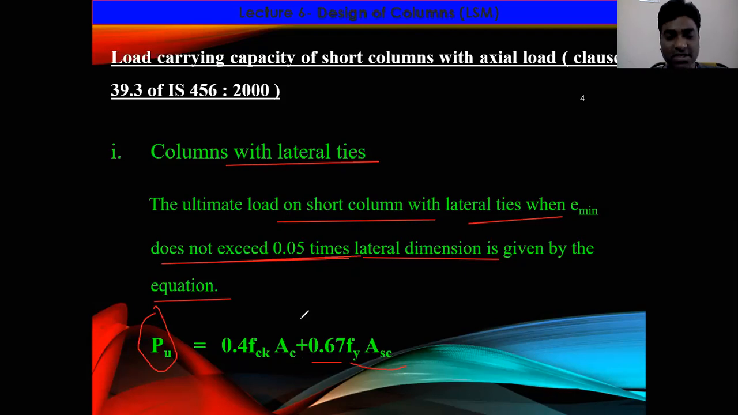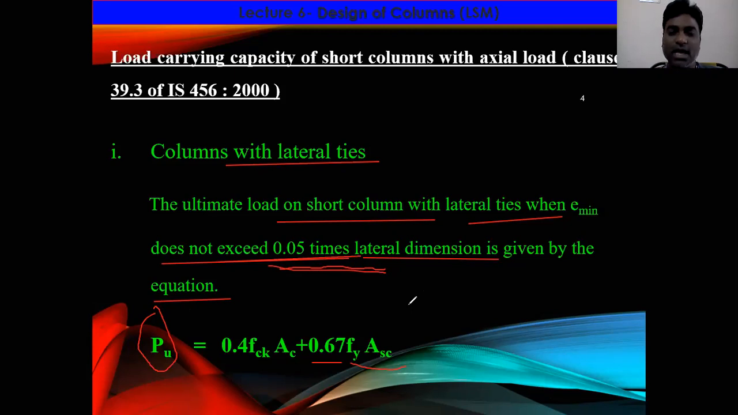So this equation is valid if your e minimum is less than or equal to 0.05 times the lateral dimension. If it exceeds, then this equation is not valid. You need to use another equation, because this is used only for the short axially loaded column. So in the last class we discussed what is meant by axially loaded column and eccentrically loaded column.